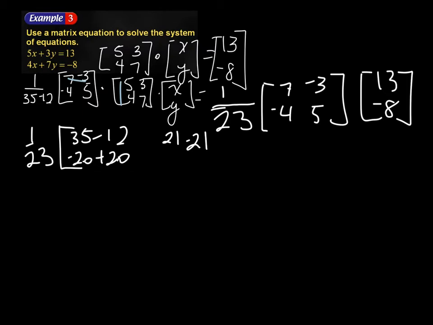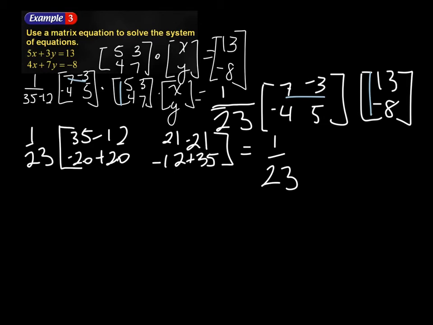And second row, second column, negative 12. And 5 times 7 is 35, plus 35. The other side's nice. When we go row, column, we're going to have a 2 by 2 times a 2 by 1, so we're going to end up with a 2 by 1.